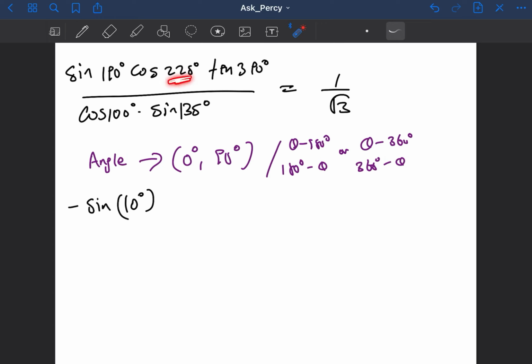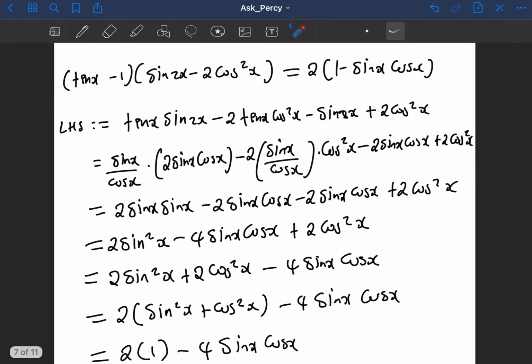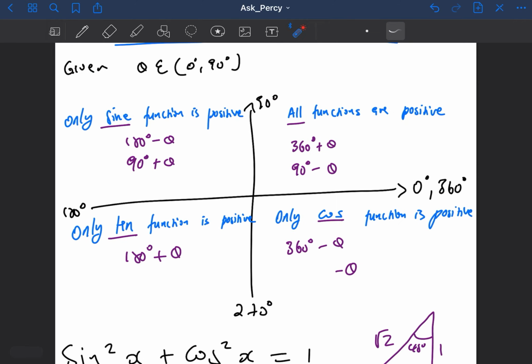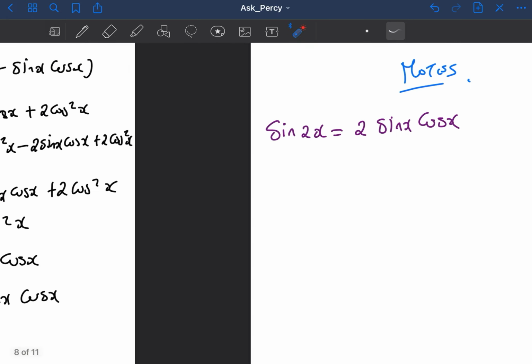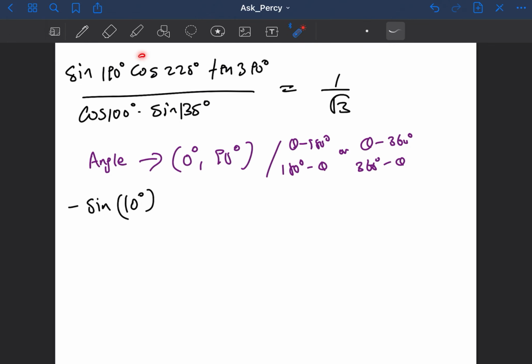Okay, let's go to the second one. Now, where is 225 on the CAST diagram? Okay, 225 is on your third quadrant, and only tan is positive in the third quadrant, and that means cos is negative. So you're going to have negative cos.